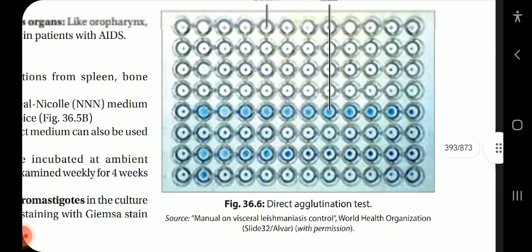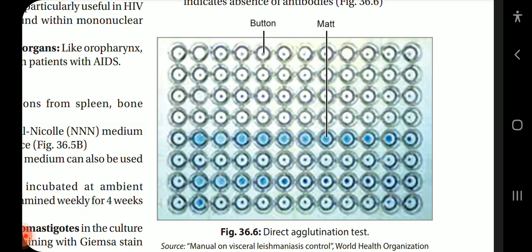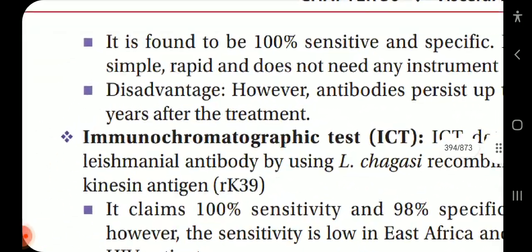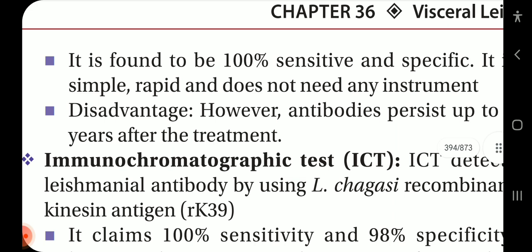In this figure, we can see the direct agglutination test, the mat formation shown in blue, while the button formation is shown in white. It is found to be 100% sensitive and specific. It is simple, rapid, and does not need any instrument. Disadvantage, however: antibodies persist up to years after the treatment.